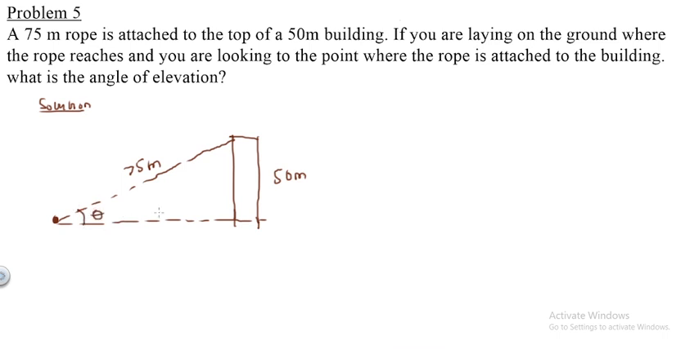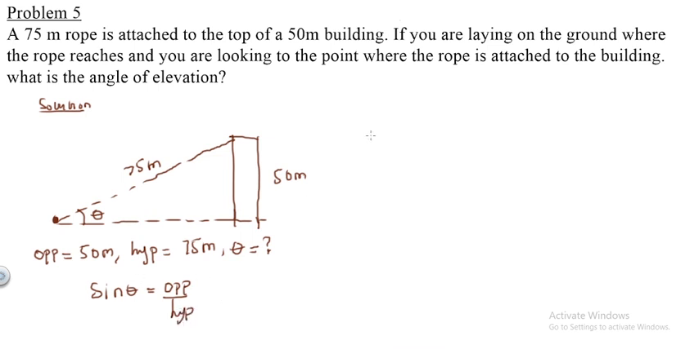From our SOHCAHTOA, if this is theta, this is the opposite. So our given is opposite equal to 50 meters. We are not given the adjacent, but we are given the hypotenuse, which is equal to 75 meters. For theta, we do not know. Theta is our angle of elevation, and that's what we are looking for. The trigonometric term that relates these two things is sine, from SOHCAHTOA. Sine theta is equal to opposite over hypotenuse.